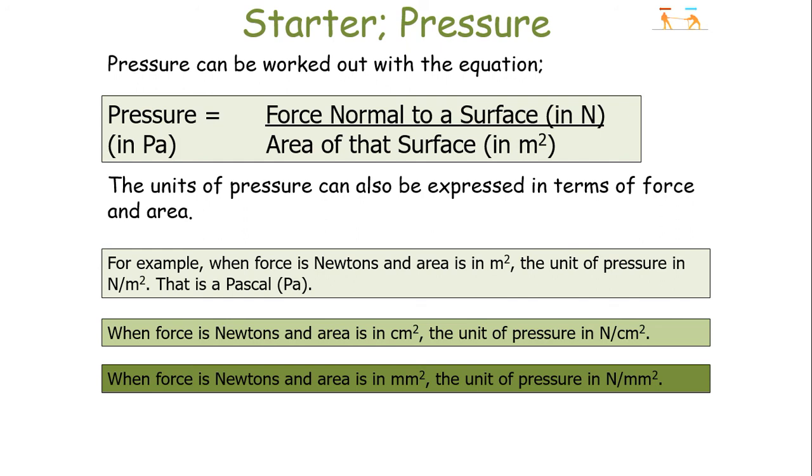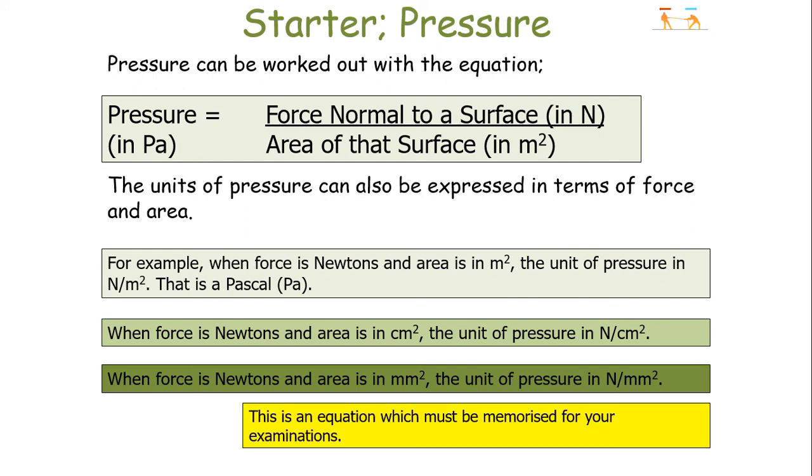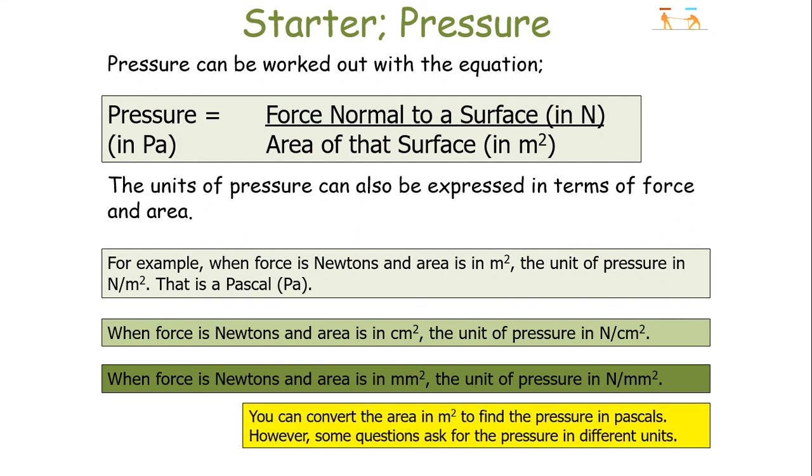So the pascal is actually the unit of the force divided by the unit of the area, so it's newtons per meter squared. But say for example the area is in millimeters squared or centimeters squared, you then can't use pascals. You've just got to use the notation of the unit of the force divided by the unit of the area. So it could be newtons per centimetre squared, newtons per millimetre squared, newtons per kilometre squared. So you can work it through like that. And you've got to memorise this equation again for your examination.